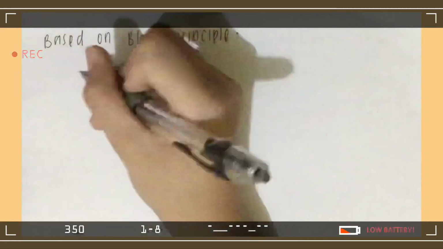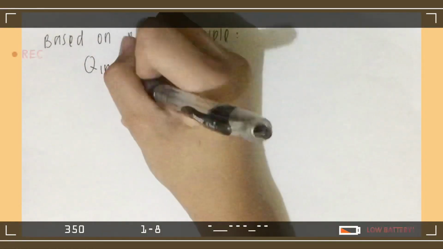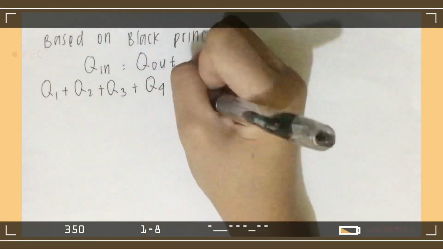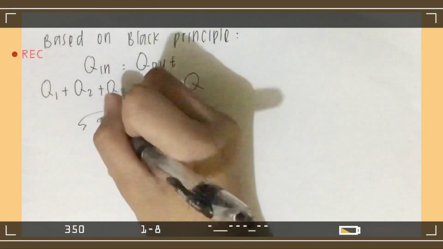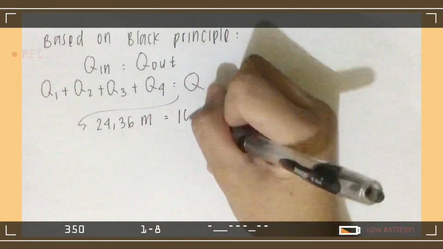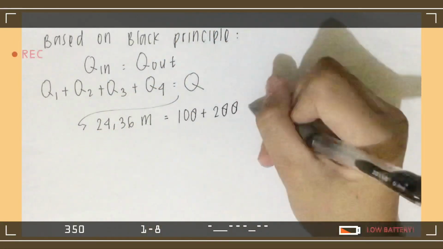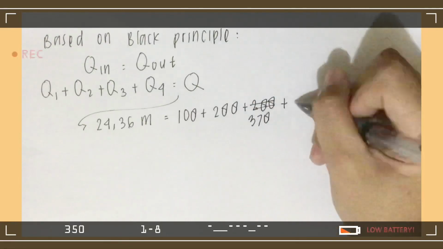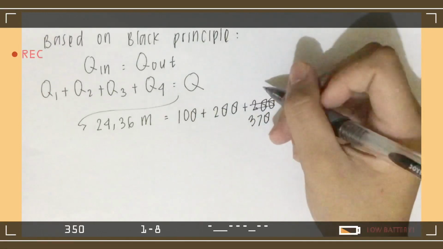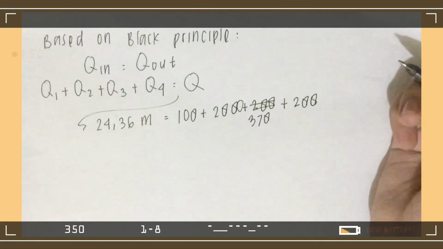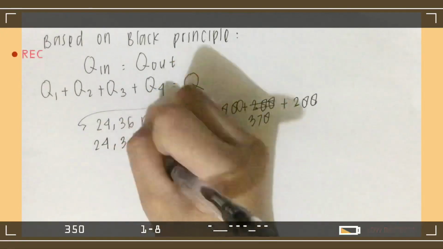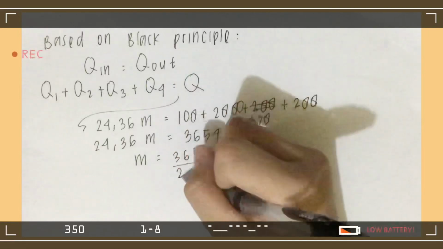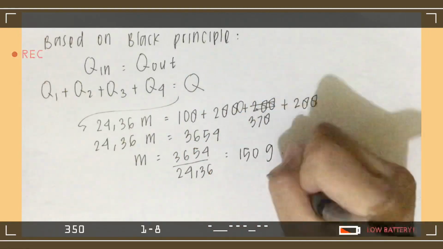288 calorie. And based on the Black principle, Q release is equal to Q receive, and in this case I use Q in is equal to Q out. So Q in is Q1 plus Q2 plus Q3 plus Q4 is equal to Q out, and we put the numbers and do mathematics like usual, and we can get the final answer. The final answer, the mass of the poured alcohol is 150 grams.